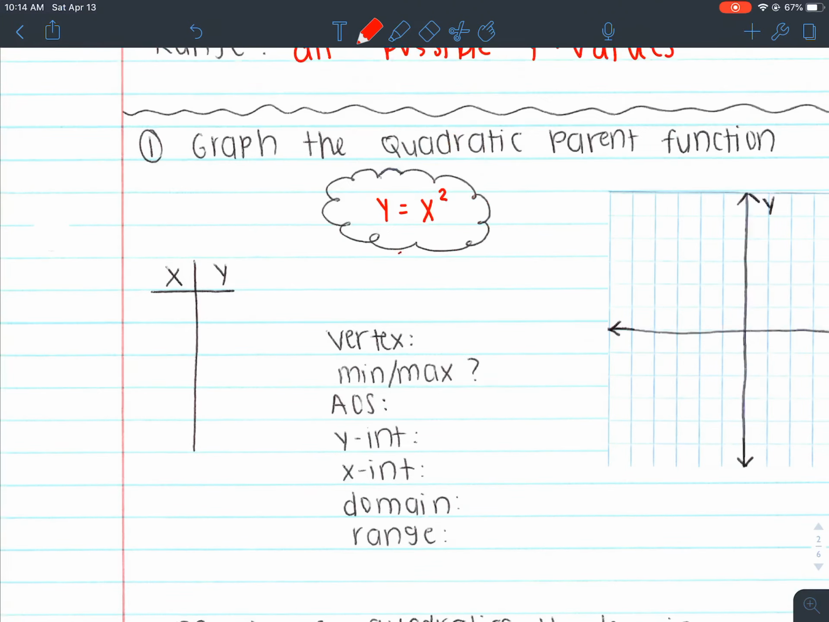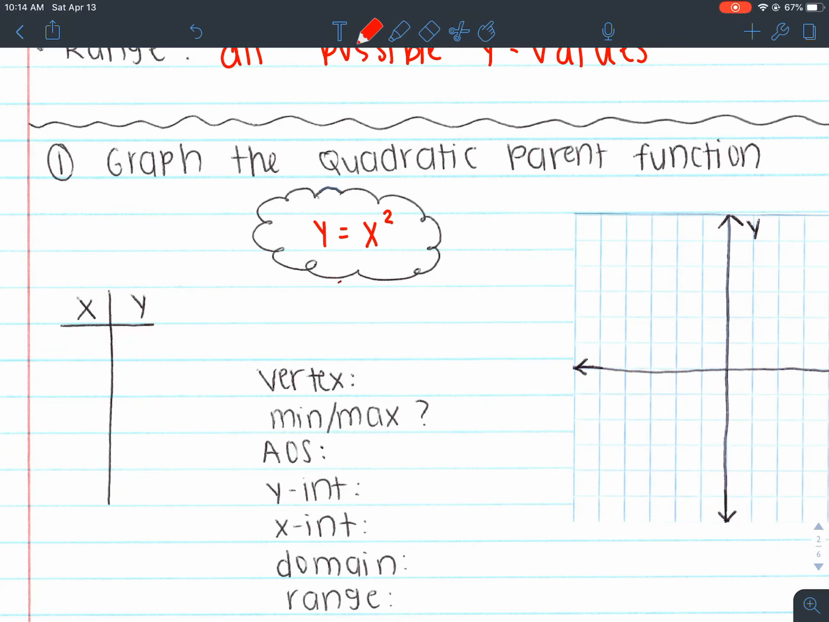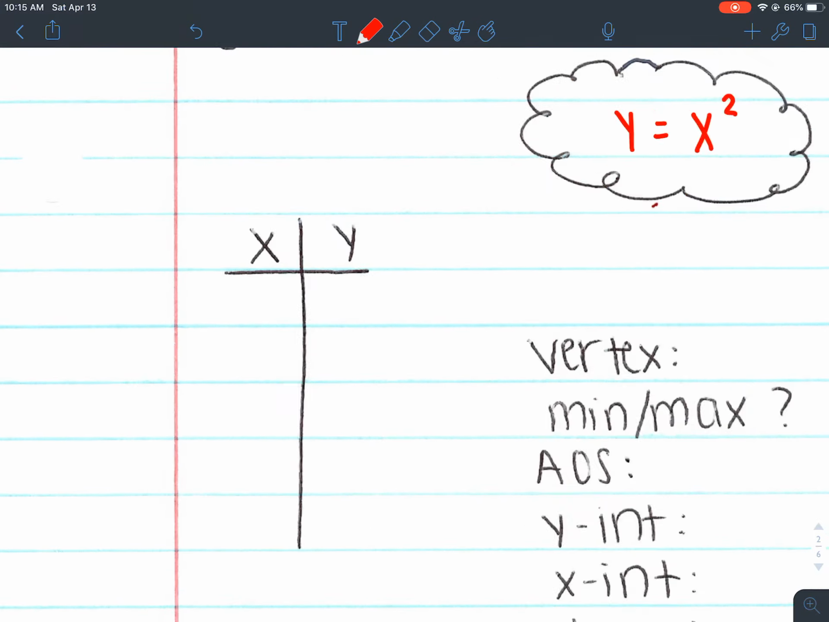So I'm going to graph the quadratic parent function. That means you need to get your graphing calculator out and go to y equals, okay? And you're going to type x squared. Now the X button is next to the green alpha button. It says X, T, Θ, and n on it. So that's your X button, and then you just hit square.